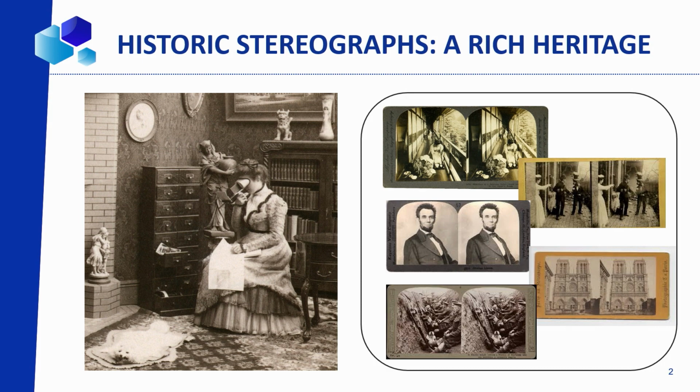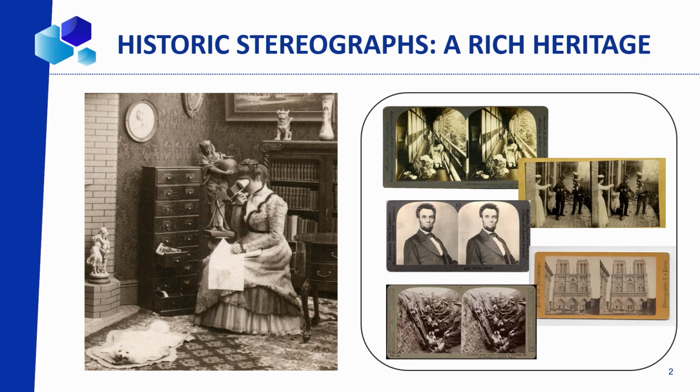Now, historic stereographs have been around for a very long time. The first real golden age of 3D, for those who don't know, was between 1830 and 1930. And honestly, it was between 1850 and 1920. That was really when 3D was everywhere. And this is an actual, very accurate picture of somebody in the Victorian era watching a 3D picture in the home. So there's an incredible heritage of these pictures.